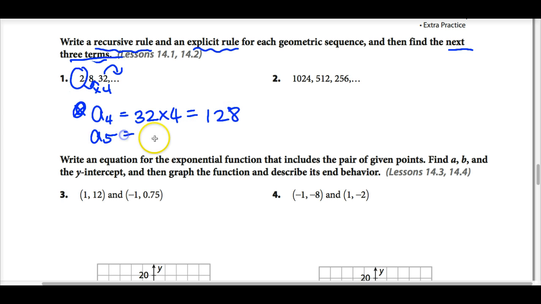What about the 5th number? Well, I'm going to multiply 4 to the 128, and that's going to be 512. I hope I did the calculations right. And then what is the 6th number? Well, I'm going to multiply 4 to the 512.